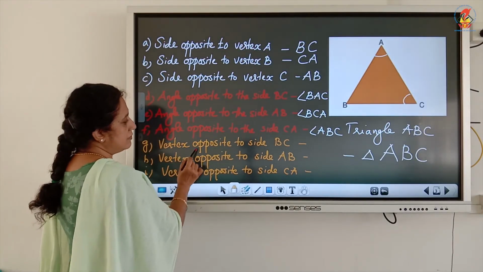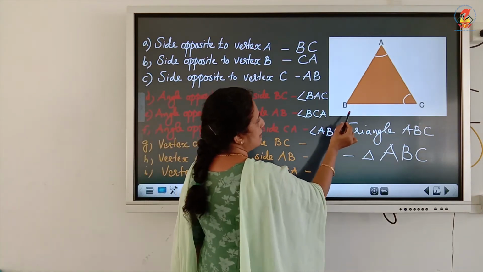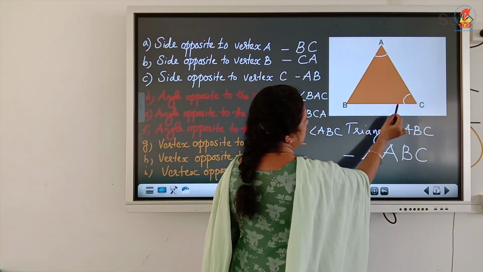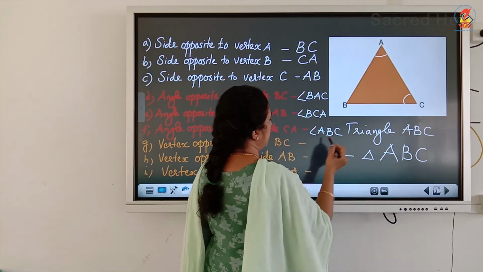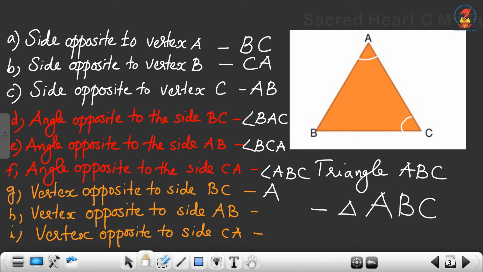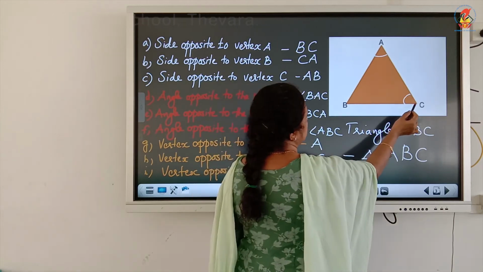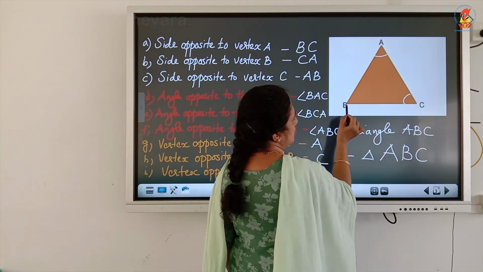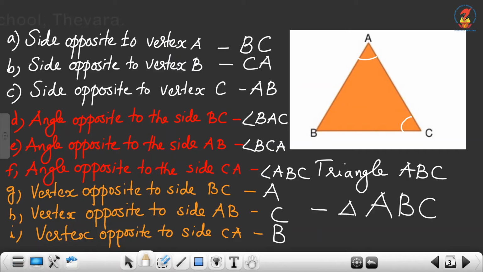Then again, the vertex opposite to the side BC. Here we have the side BC. The vertex opposite to the side BC is vertex A. Now vertex opposite to the side AB. The vertex opposite to the side AB is which vertex? Vertex C. Now again, vertex opposite to the side CA. So the vertex opposite to the side CA is vertex B. So we can find out the vertex which is opposite to a particular side.